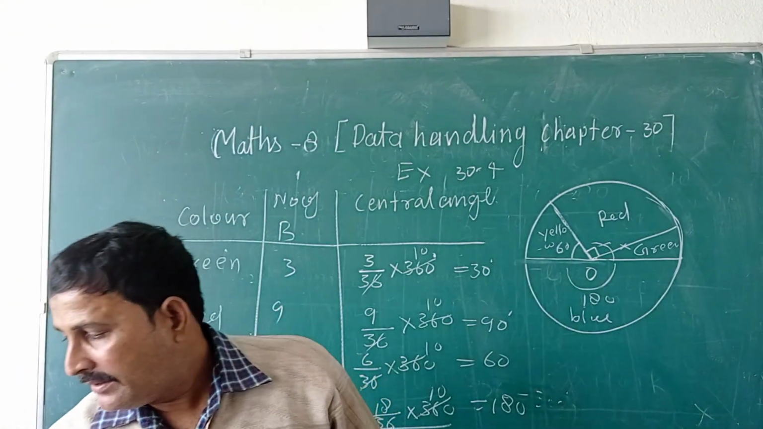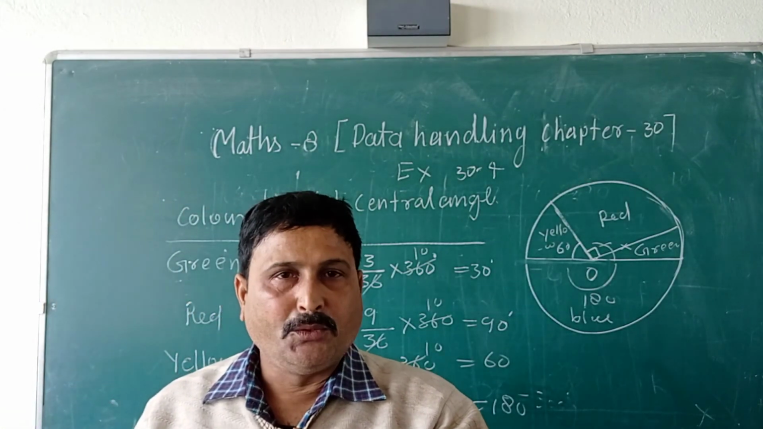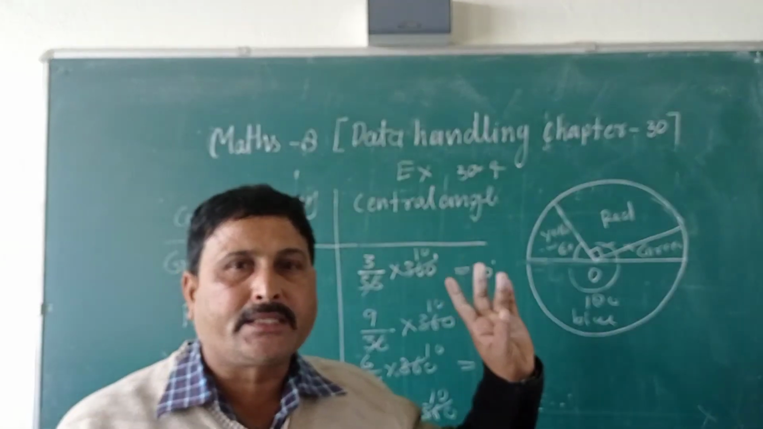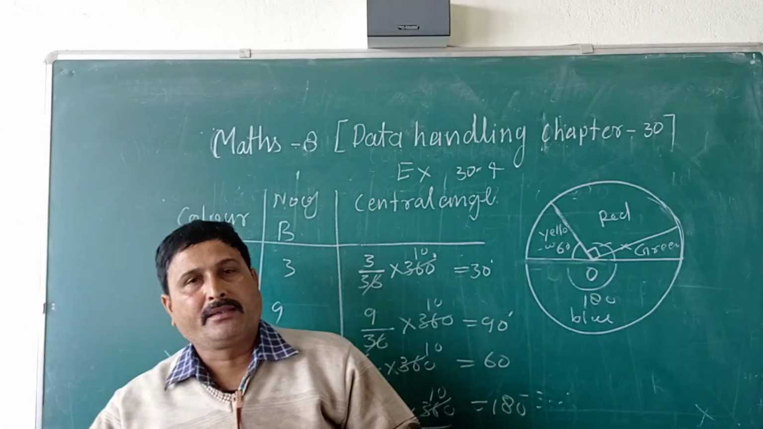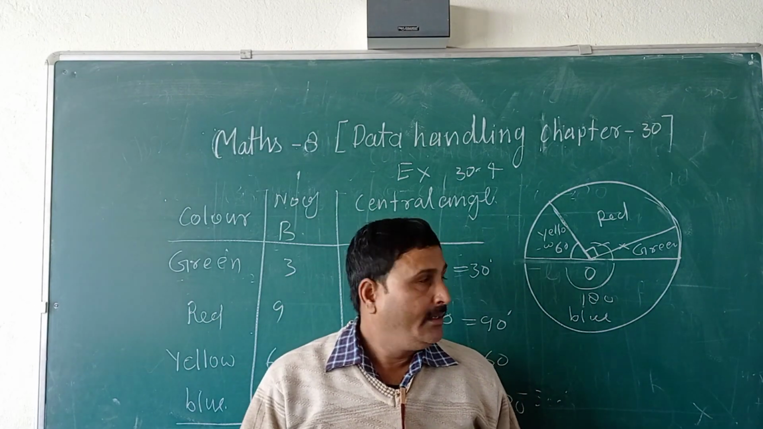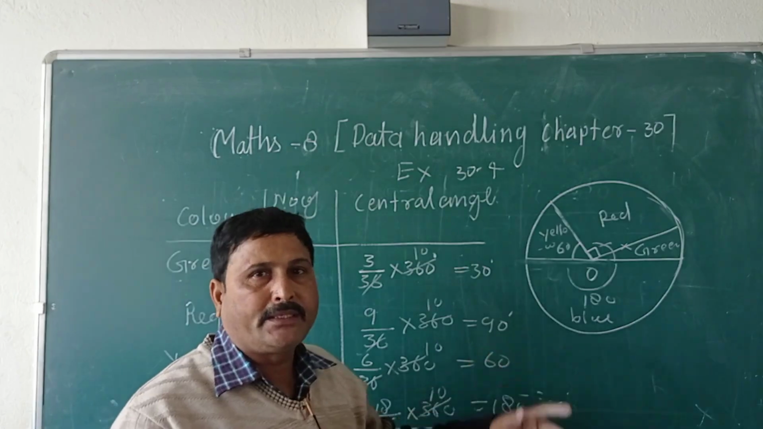Only 4 questions are given, and one example. So you practice the frequency distribution table, second one histogram, third one pie chart. Now your portion is over. From tomorrow I will send the next video, revision of the chapter.